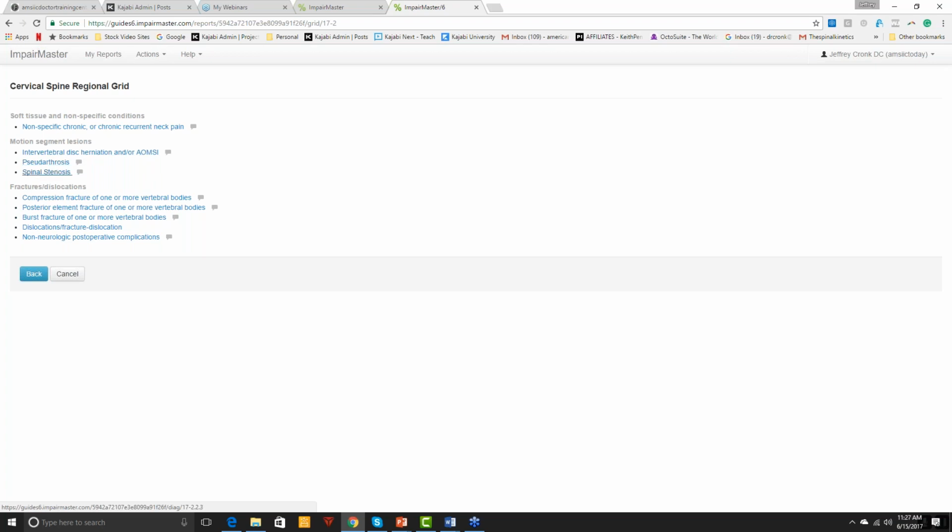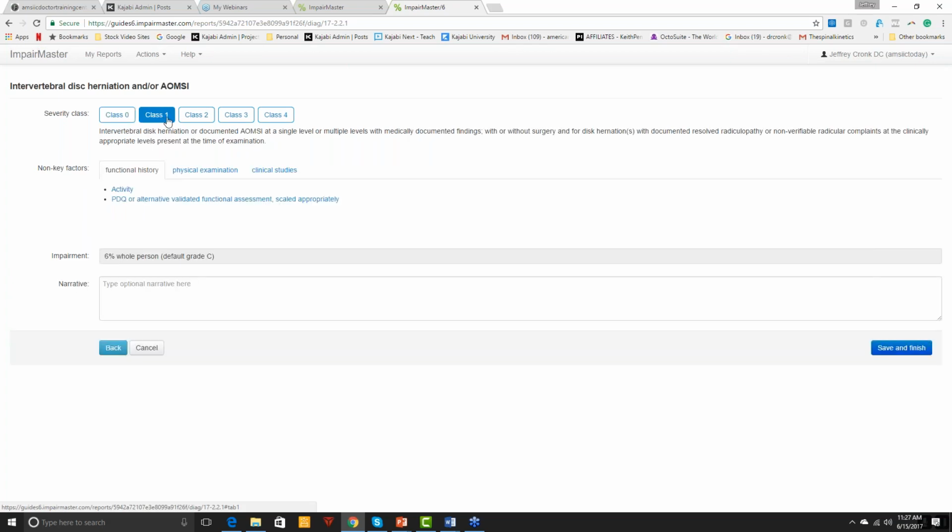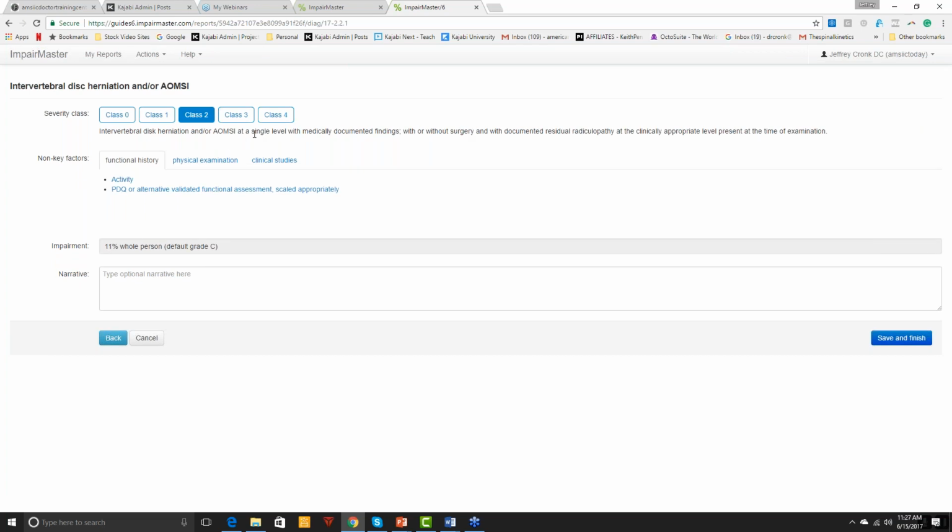Spinal stenosis, I'm not going to deal with today. It's very easy to do, but I need to do something else with that. It's very uncommon that you're going to use this. Here's all your fractures, right? So we just go here, we say, well, what do we have? Well, we have imaging findings of intervertebral. Now we have 2 levels of alteration of motion segment integrity. This says alteration at a single level. No, we need 2 levels. This is still alteration at a single level. No, we need 2 levels. Alteration at multiple levels with medical documented findings or with documented signs of residual radiculopathy at a single clinically appropriate level. Yeah, that's what we have. Okay, what's my impairment level? Well, my impairment level is 19%.